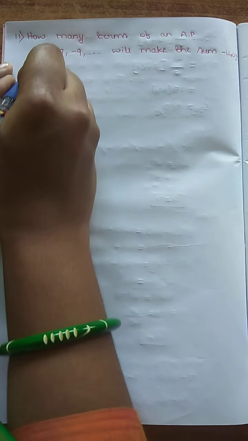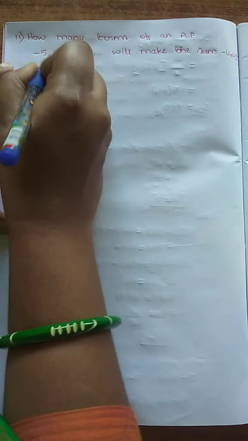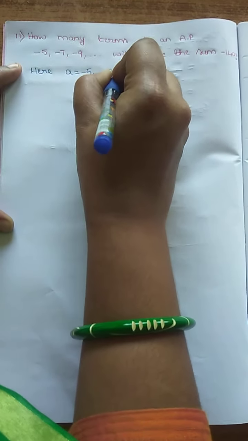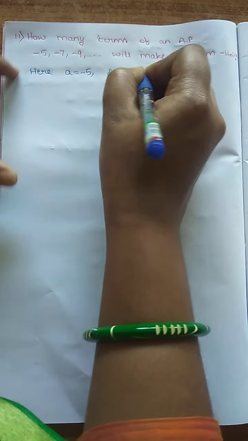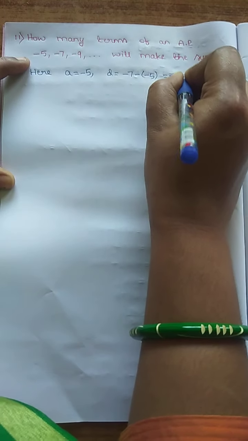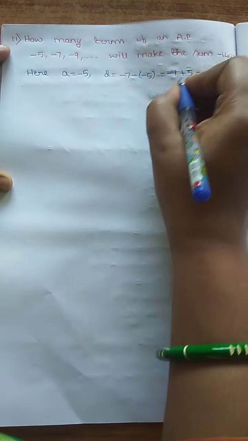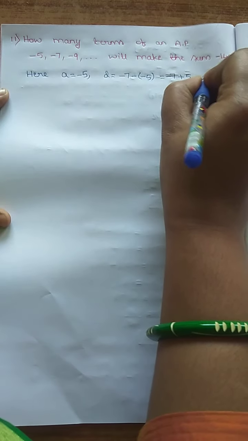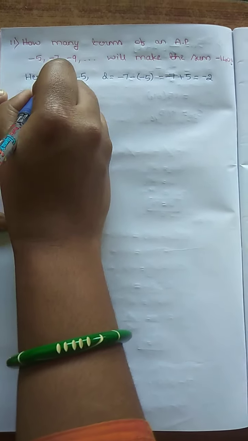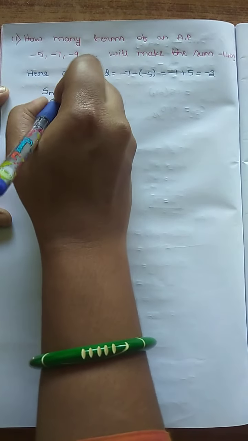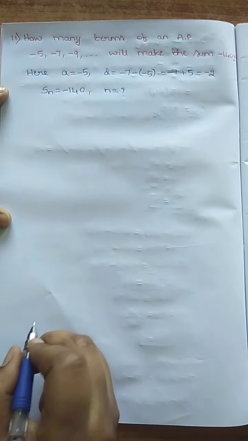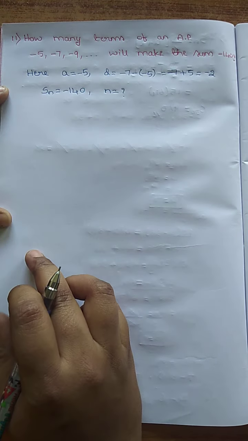See here, given a equal to the first term, -5. d equal to -7 minus of -5, that is -7 plus 5, which is -2. To make the sum means they are given Sn equal to -140. We have to find the value of n. This is the given data.